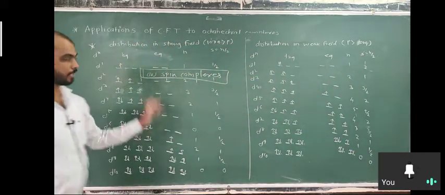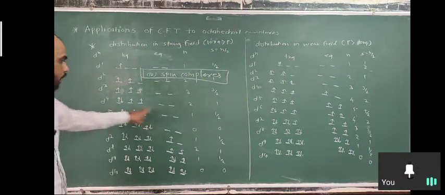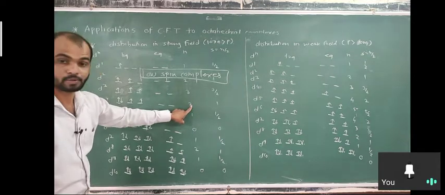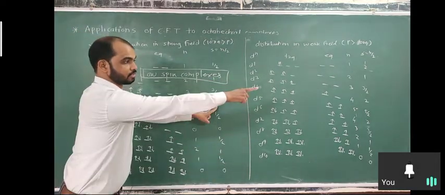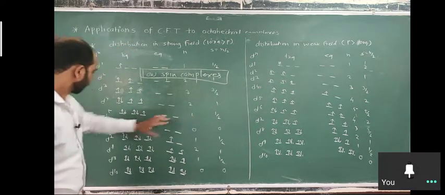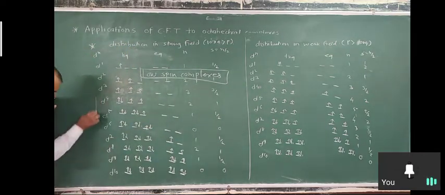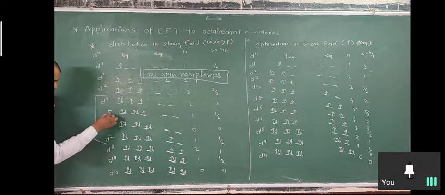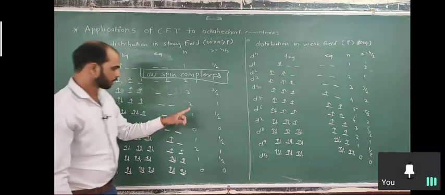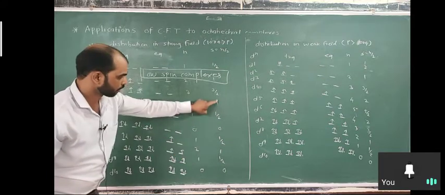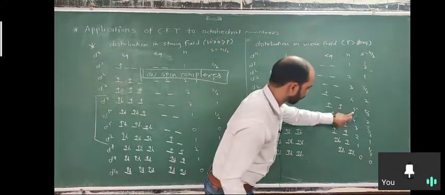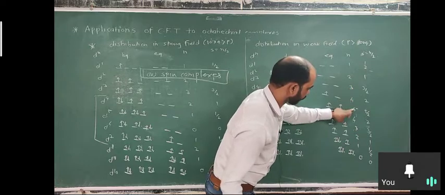Compare with, suppose you consider D4. How many unpaired electrons? 2 unpaired electrons. There are 4 unpaired electrons. What is the spin value? 1. There is a 2. Okay, so you can compare up to this one. D4, D5, D6, D7. Here 2 unpaired electrons, 1 unpaired electron, 0 unpaired electron, 1 unpaired electron, and here 4, 5, 4, 3. So 3, 4, 5, 4, 3.